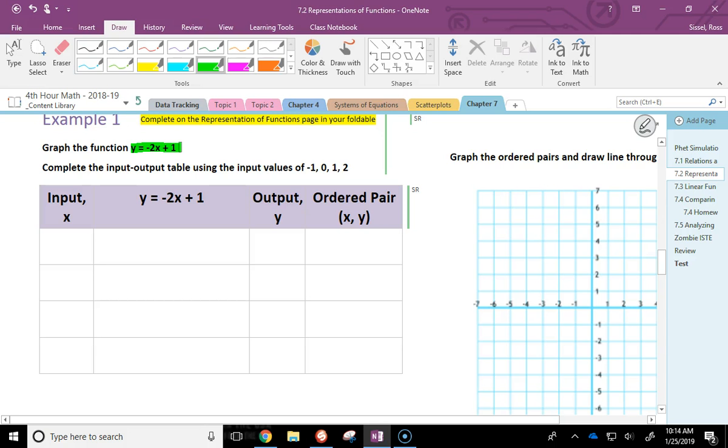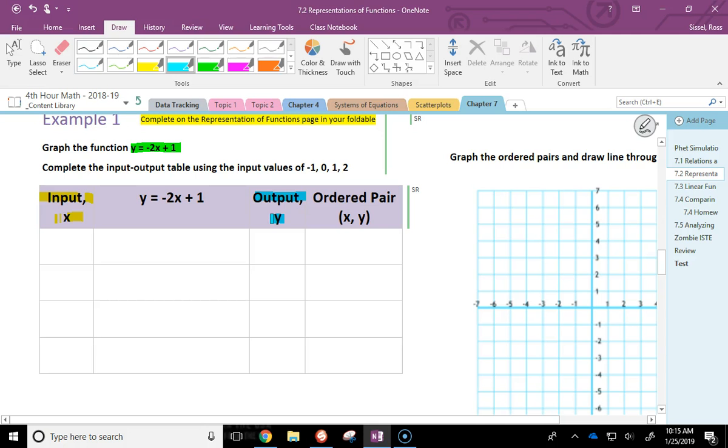Could I graph this right now without my input-output table? Yeah, because this equation told me my slope is negative 2 and my y-intercept is 1. So I can check this later. But it tells me I have to do an input-output table. This input-output table is a little more complex. We still have our input and our output, but they added in our equation and then our ordered pairs. So we're going to do all of that.